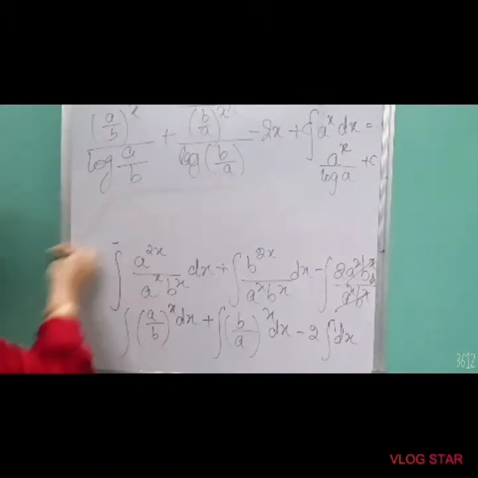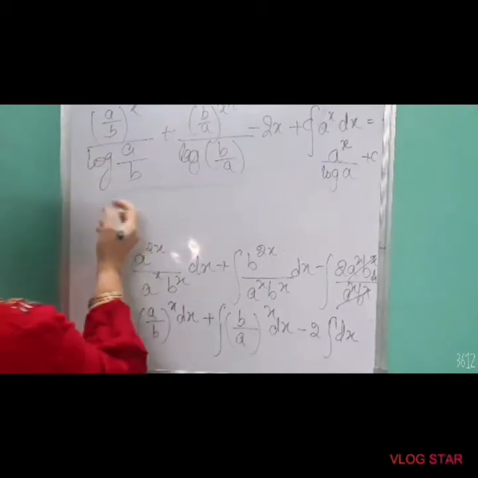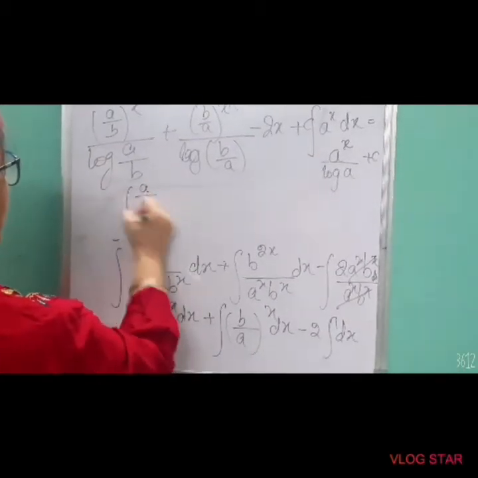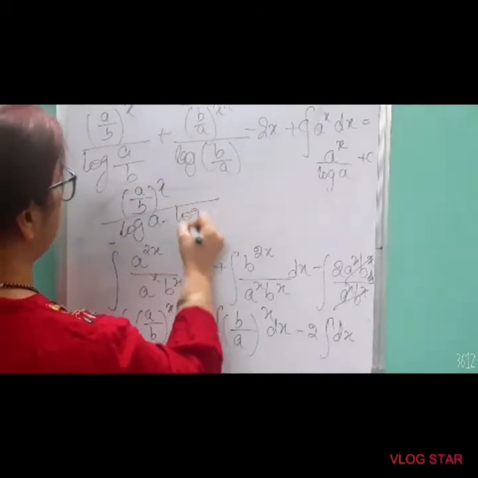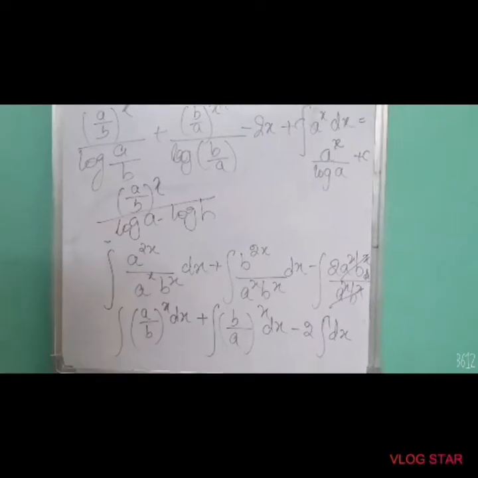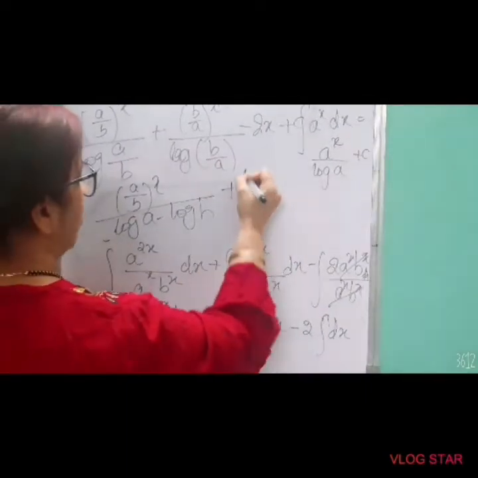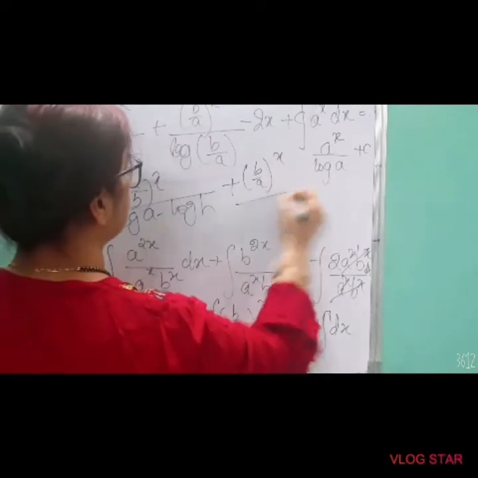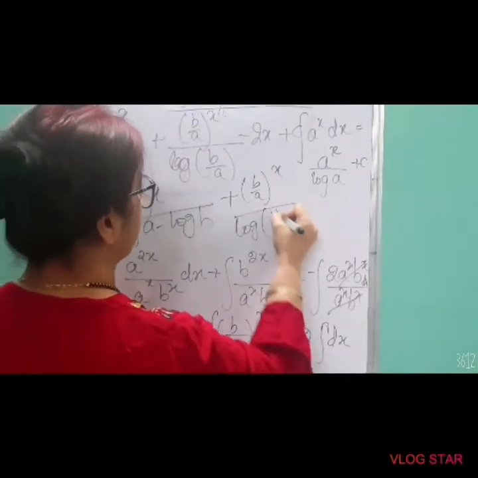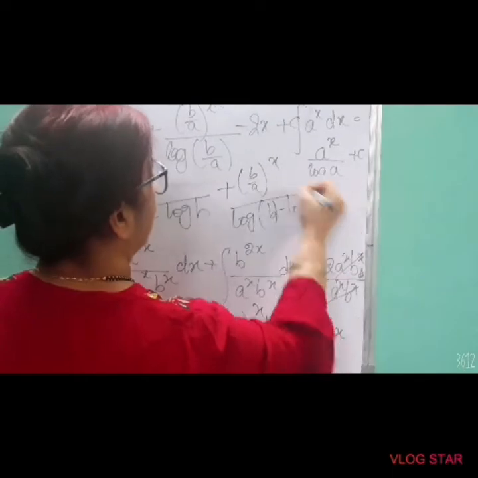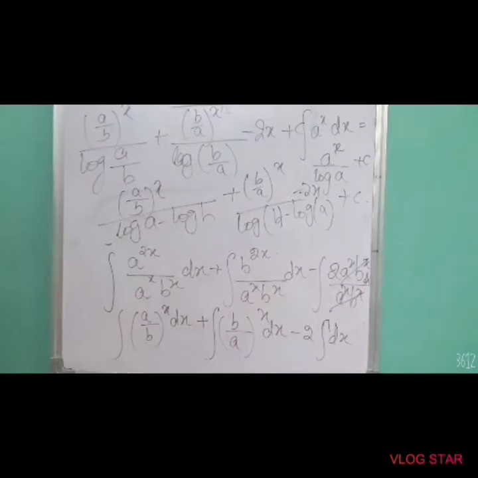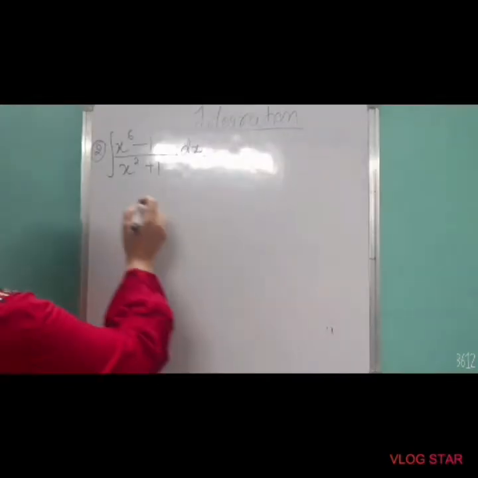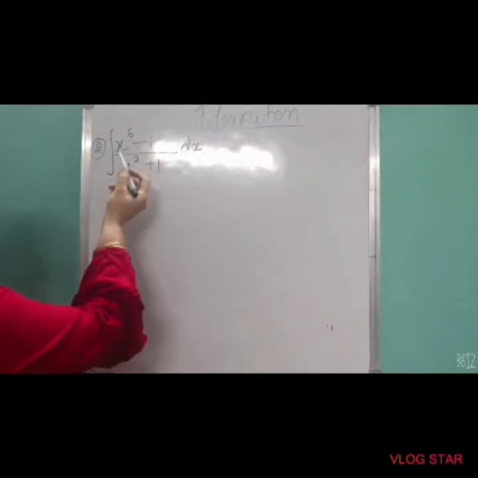I will take it as (a/b)ˣ/(log a − log b), because in the log, when it is in a division form, we can write it in a subtraction form. This is the property of log that I am using. Plus, minus 2x plus c. Done. Now, the second question is ∫(x⁶ − 1)/(x² + 1) dx.